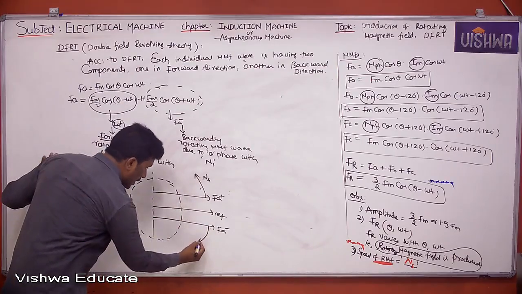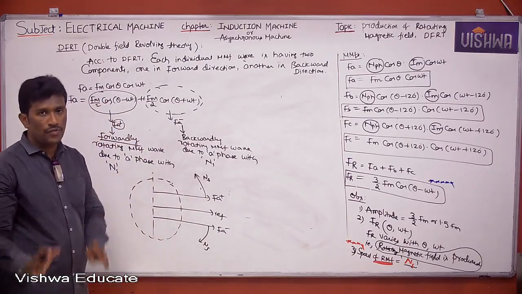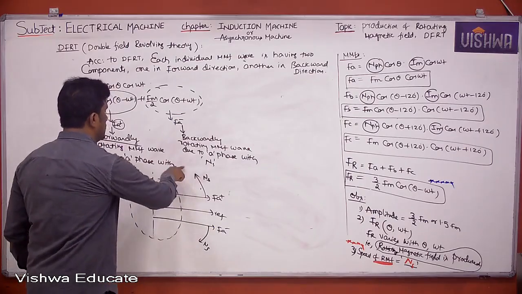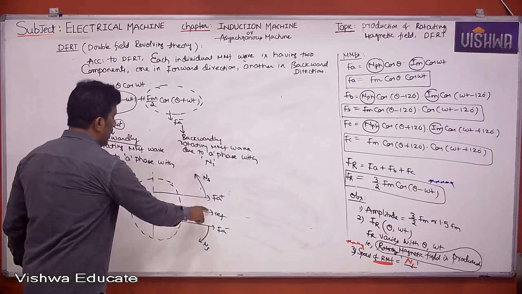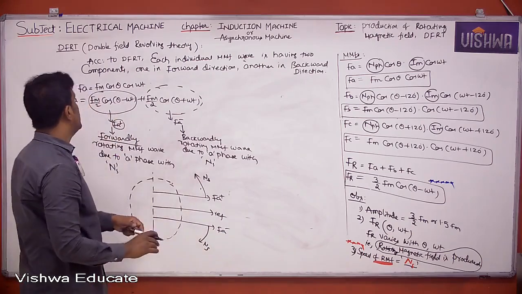Backward means I'll take clockwise. You may take reverse, also nothing wrong. Anyone you have to follow. Forward means I'm just taking like this, anti-clockwise direction. Backward means I'm just taking like this, clockwise direction. This assumption is not compulsory.